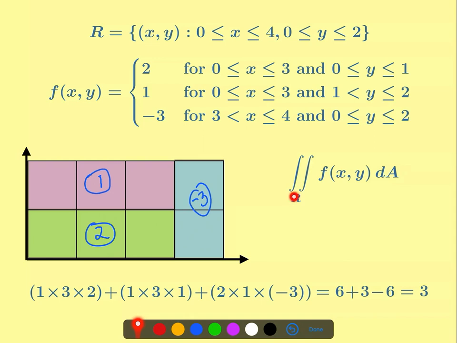So the value of this double integral is this. From here, we got the 6. From here, we got the 3. And from here, we got the minus 6. And so the total value of the double integral is 3. And so that's our answer. And that finishes this lecture.